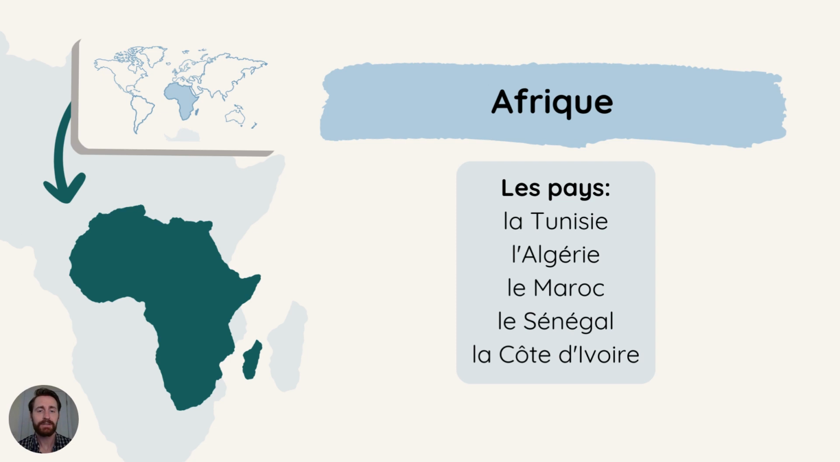Ensuite, en Afrique, on a la Tunisie, Tunisia, l'Algérie, Algeria, le Maroc, Morocco, le Sénégal et la Côte d'Ivoire. L'Algérie est en Afrique du Nord et la Côte d'Ivoire est en Afrique de l'Ouest. So again, here we've got some additional regions that we can kind of break down Africa into: Northern Africa, Western Africa, etc.